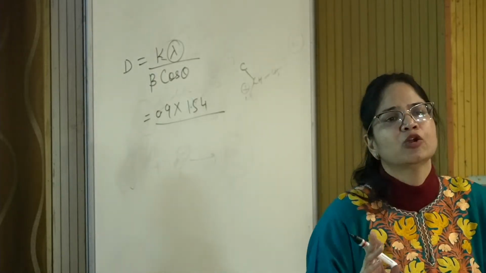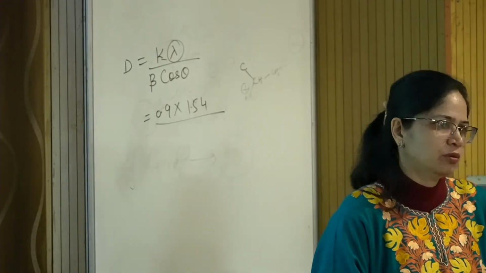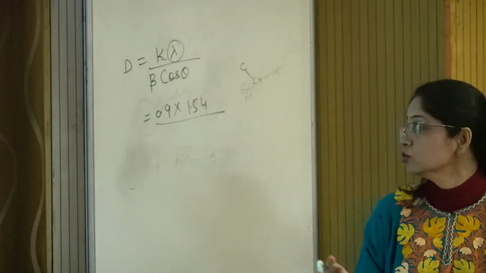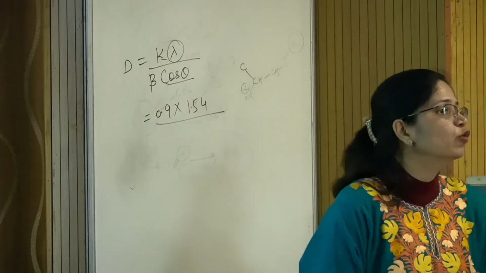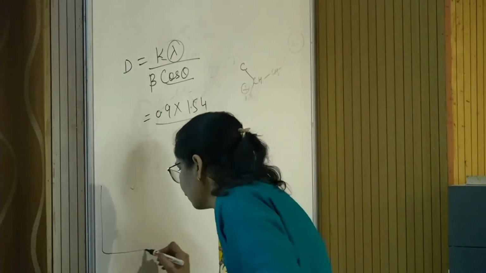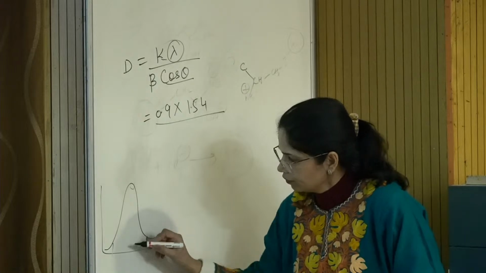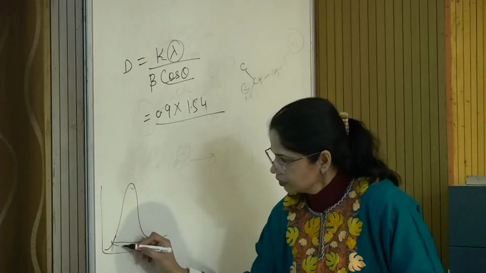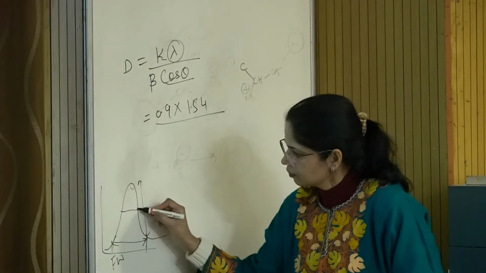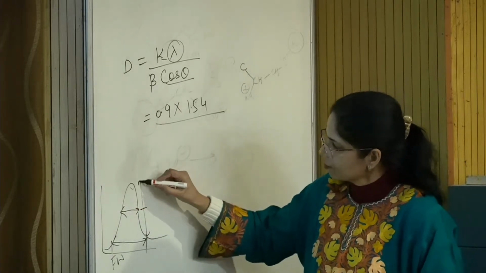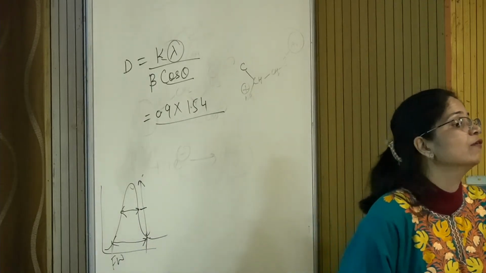But mostly when we characterize a nanomaterial, they use copper K alpha as the source or target of the X-rays. Next is the beta, and then the cos theta. So what is the beta? Beta is the full width at half maximum. If this is the X-ray plot, this one is the full width, and this one is the half of this peak, and this will give you the full width at half maximum.